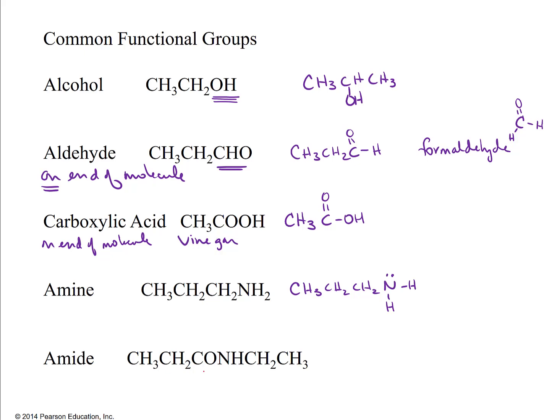But amides have this. So instead of just a nitrogen, they are actually connected to an oxygen as well. So this one is a CH3, CH2, C. Then you've got an oxygen, an oxygen connected to the carbon that then is connected to a nitrogen. And then the chain continues. So amides are always in the middle. You'll never find an amide on an end. Amides are always going to be in the middle of a chain.